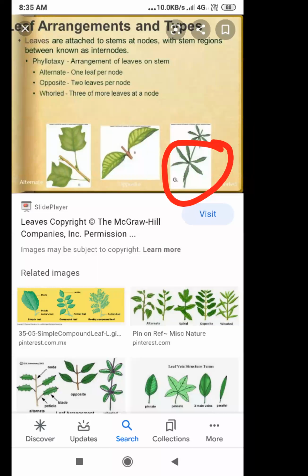So this is about the entire topic of the leaf. Let me summarize what we have seen in this class. What is a leaf? What is the external structure of the leaf? What is the internal structure of the leaf? What is venation? What are the functions of the leaf? What are the types of leaves? What is the arrangement of the leaves? All these we have seen in today's class.